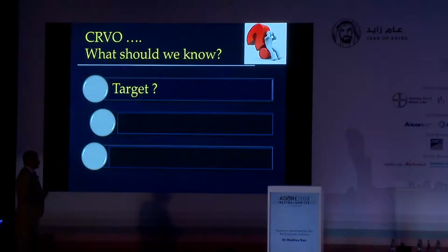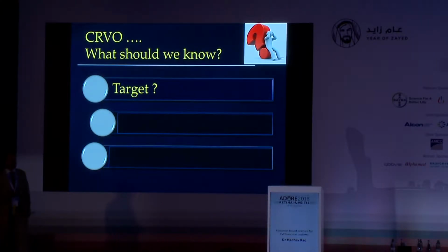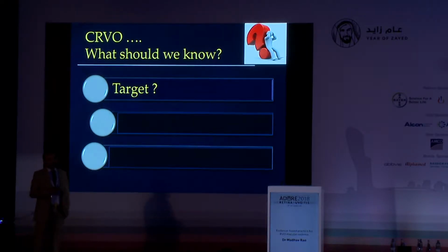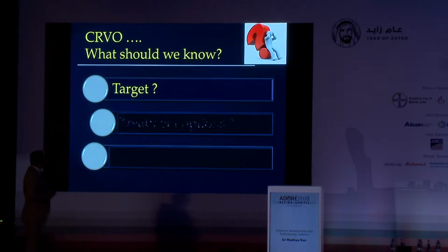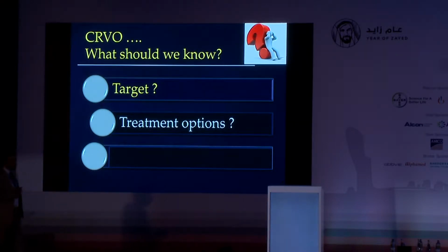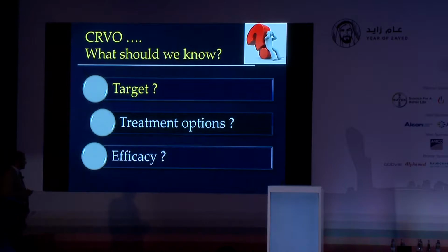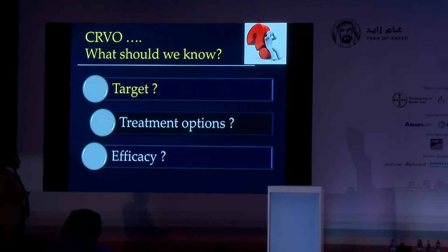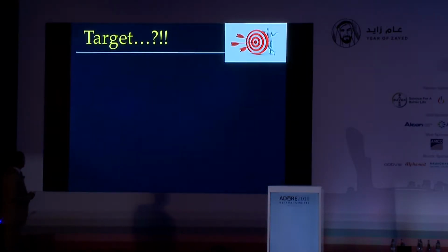I believe the first thing we should know is the target. What's our target while dealing with a case of CRVO? And I think this rule should apply not only for CRVO, but for our life. Everyone should have his own target. The second point we need to know about is the treatment options we have, and finally the efficacy of the treatment options. So starting with the targets, what should be our target while dealing with a case of CRVO?